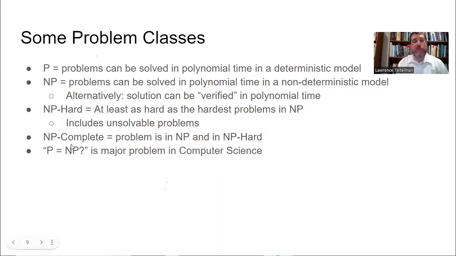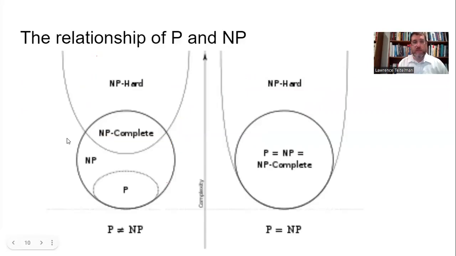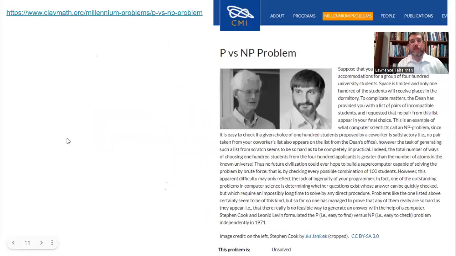So we have the NP-complete. NP-complete problems are problems that are both in NP and NP-hard. That means they're at least as difficult as the other NP problems, which means they're at least as difficult as the other NP-complete problems. P equals NP is a major problem in computer science. And let's see, I have a slide about that. All right, I'm going to come back to this in a second.